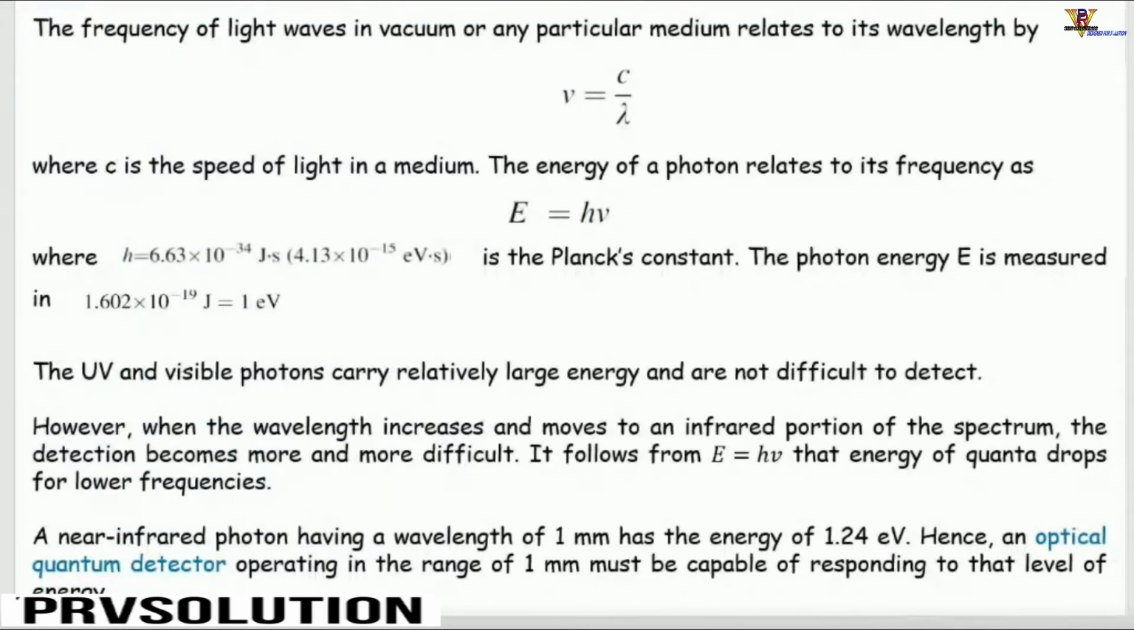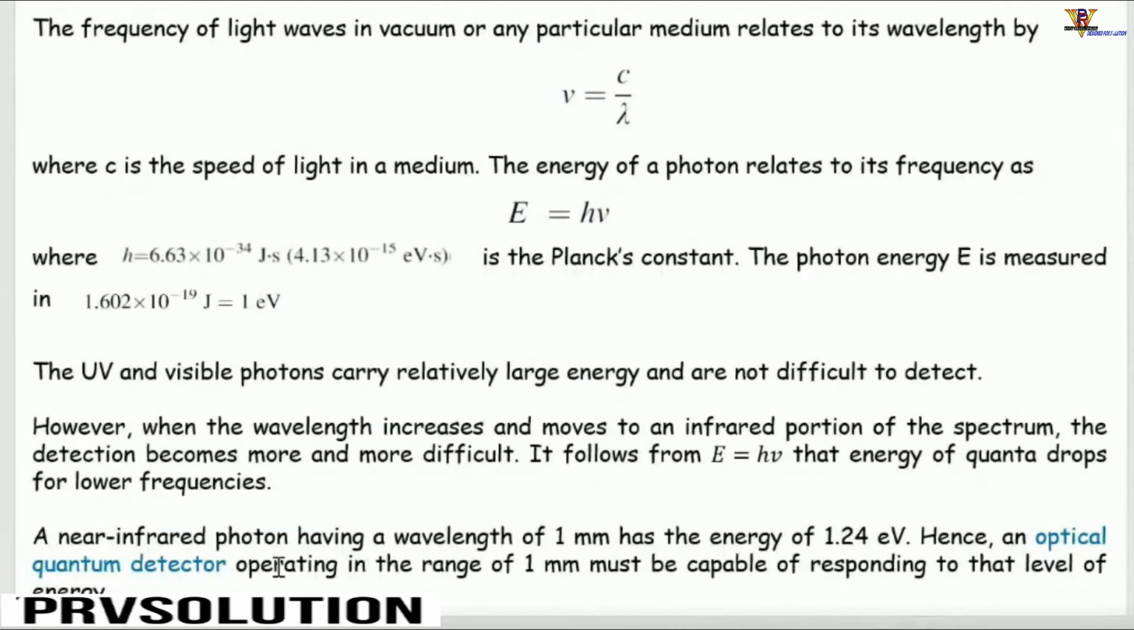Okay. The ultraviolet and visible photons carry relatively large energy and are not difficult to detect. Means if ultraviolet signals or visible photons, because of their large energy, it's easy to detect them. However, when wavelength increases and moves to the infrared portion of the spectrum, not the ultraviolet, this is infrared, the detection becomes more and more difficult. It follows from E equals h nu that the energy of quanta drops for a lower frequency. So if energy drops, then it's not possible to detect that photon.